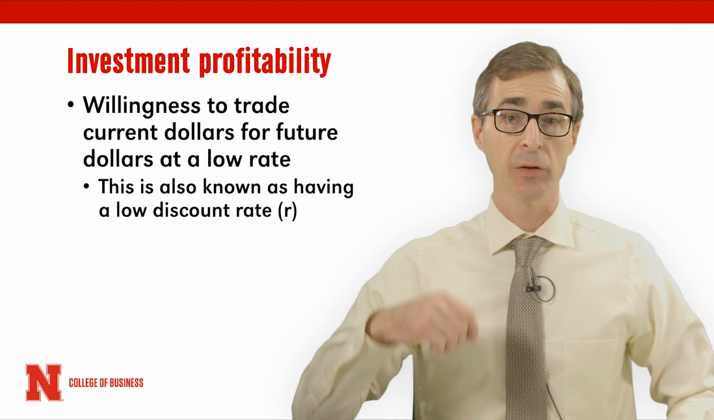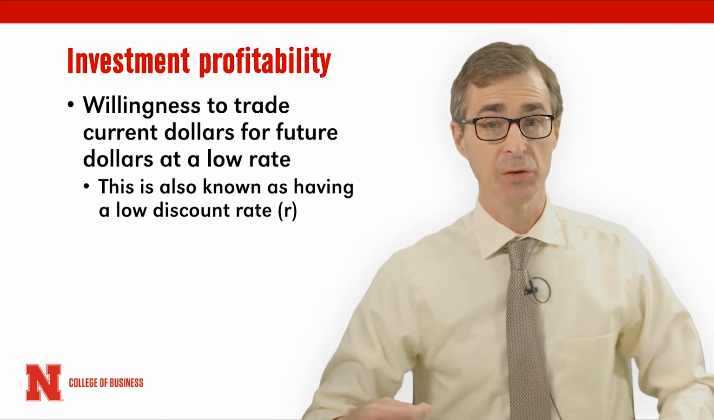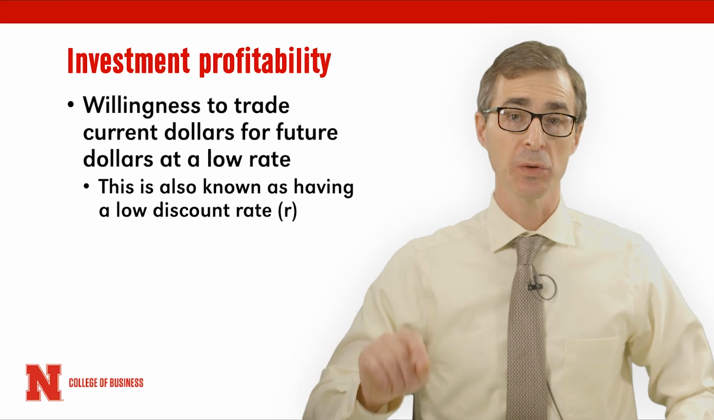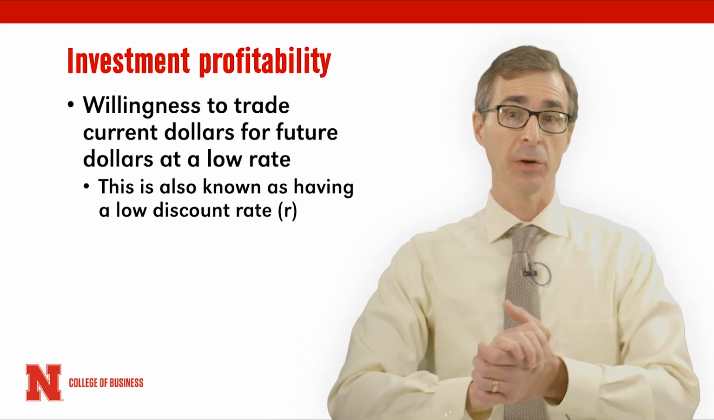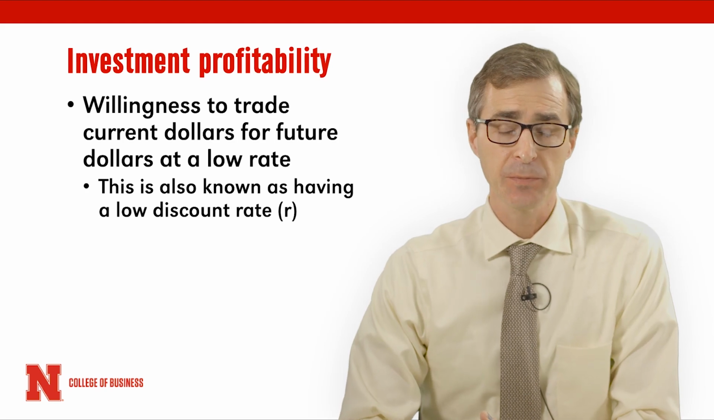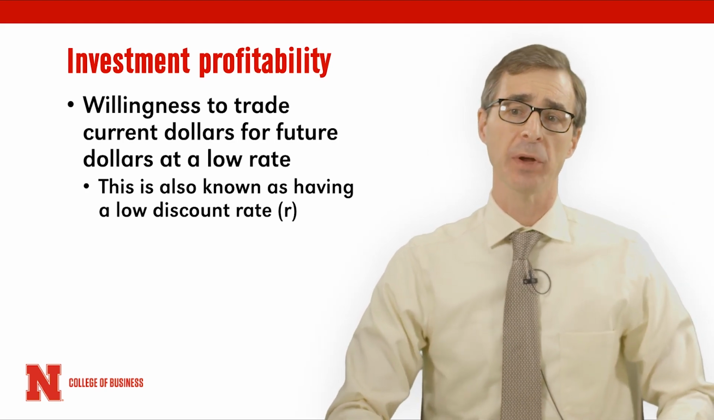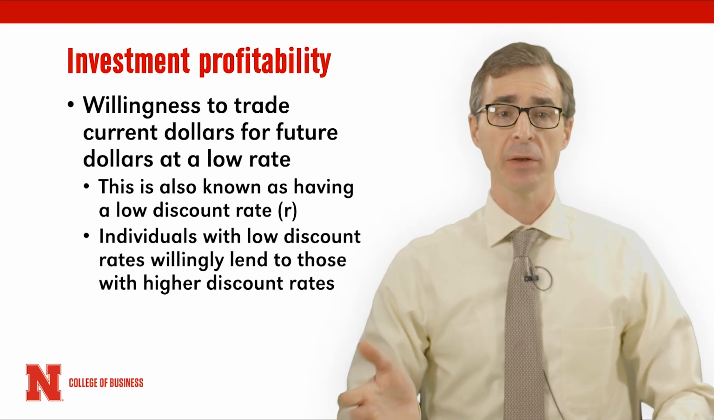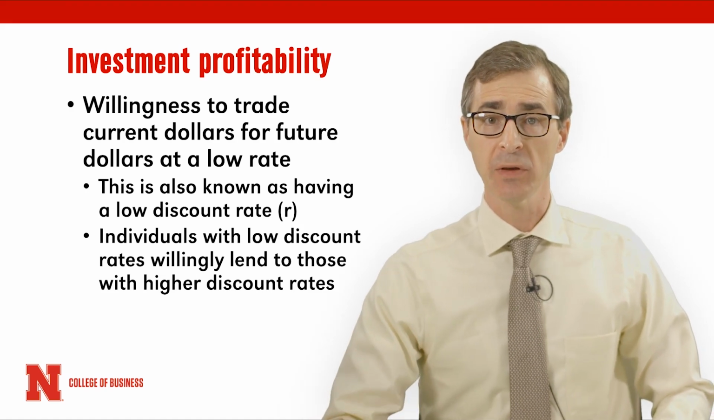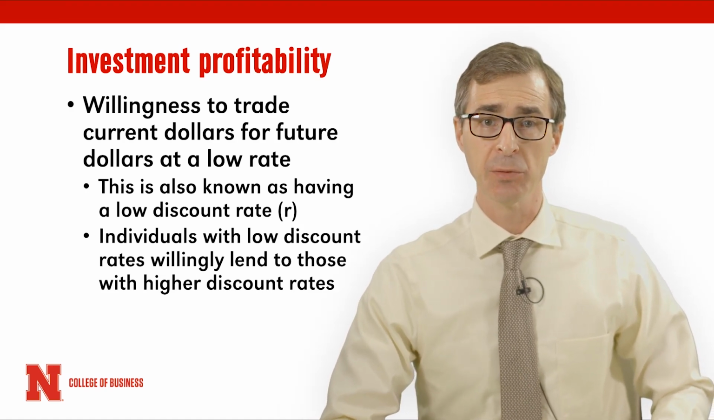The terminology that we will use to describe this is having a low discount rate, which we will represent with the variable R, for an individual or a company's discount rate. Individuals with low discount rates would willingly lend to those with higher discount rates. And that's really a fundamental point to keep in mind as we talk about the NPV rule.